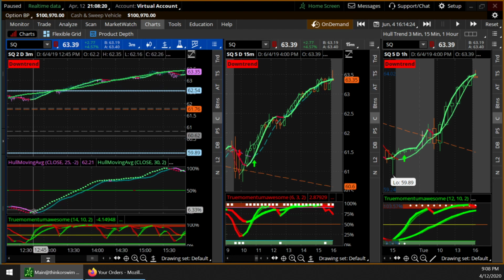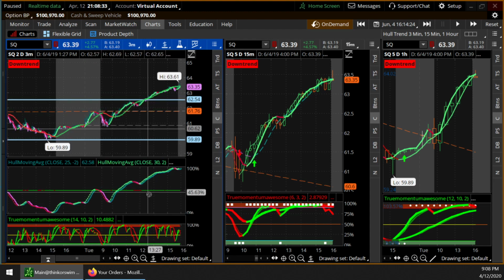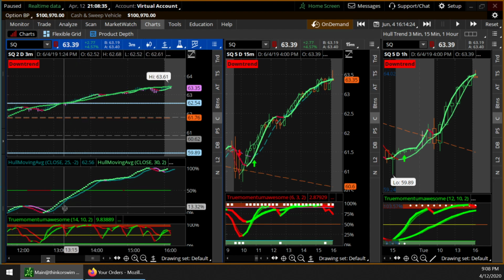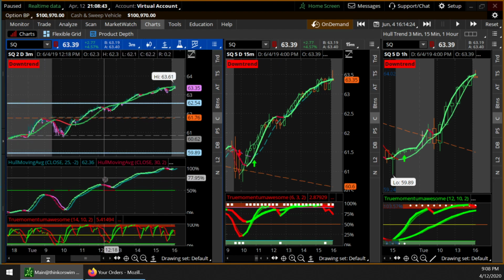I don't recommend waiting until the 30 turns red, because by the time the 30 turns red, it's already, in most cases, too late. All of them are lagging indicators. The 30 length is a little bit too long for an exit. You want to enter close to the start of the 30, but you want to exit before these indicators turn red.